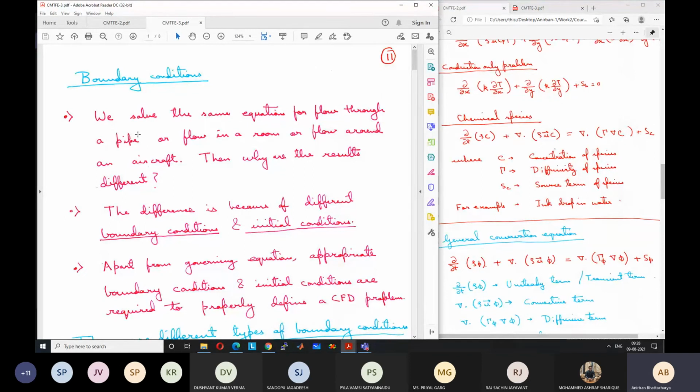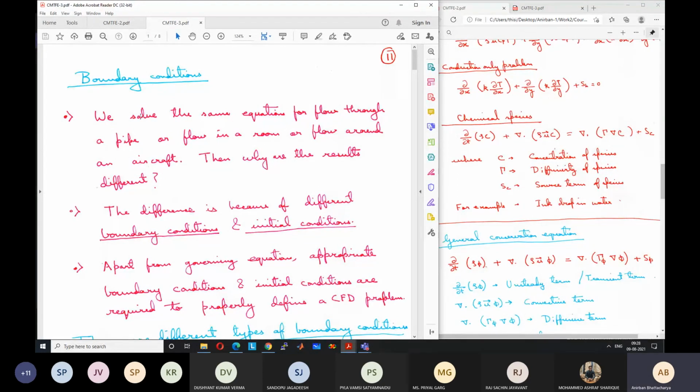For example, if we solve the flow through a pipe, or flow in a room, or flow around an aircraft, we have the same flow equation, same Navier-Stokes equation, same temperature equation. Then why are the results so different? Flow in a pipe will give you a different result. Flow in a room will give you a different result. Flow around an aircraft will give you a different result. Although we are solving the exact same set of equations.